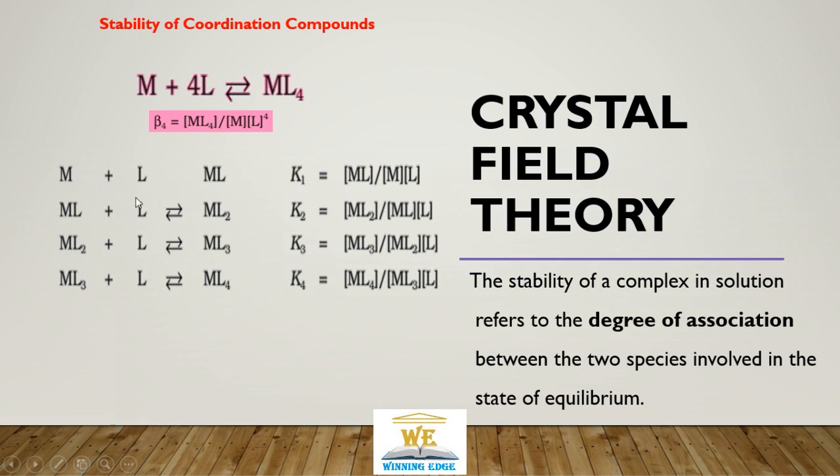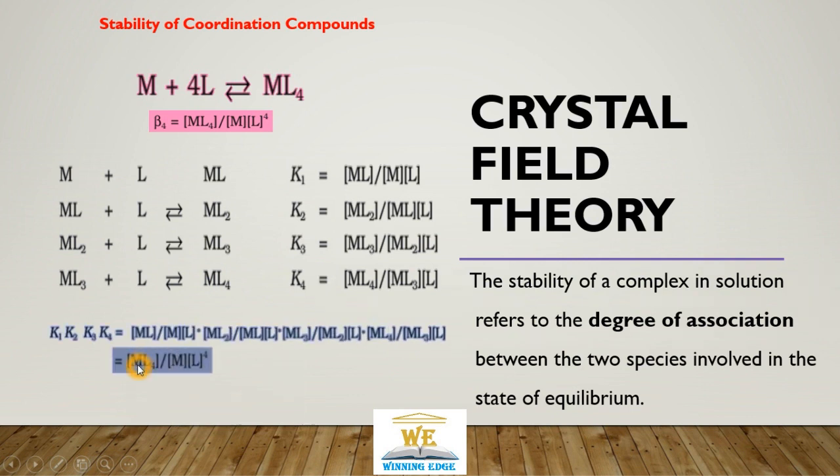What we will do is multiply all these constants. So what we are getting finally is ML4 divided by metal atom into ligands to the power 4, which is nothing but the total stability constant for this complex. So the stability constant of a complex with 4 ligands is equal to the multiplication of stability constants of the individual 4 stages, like K1, K2, K3 and K4. The overall reaction stability constant is the product of the individual steps.